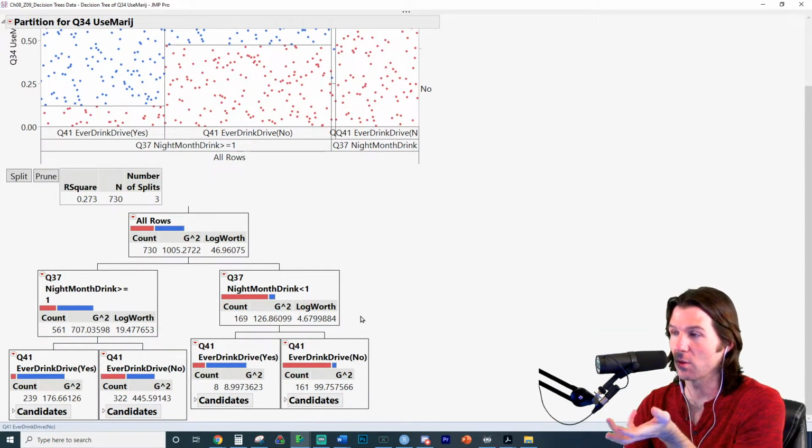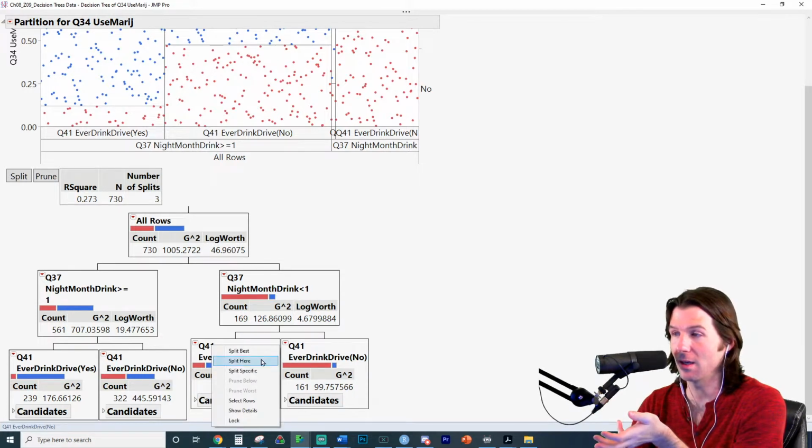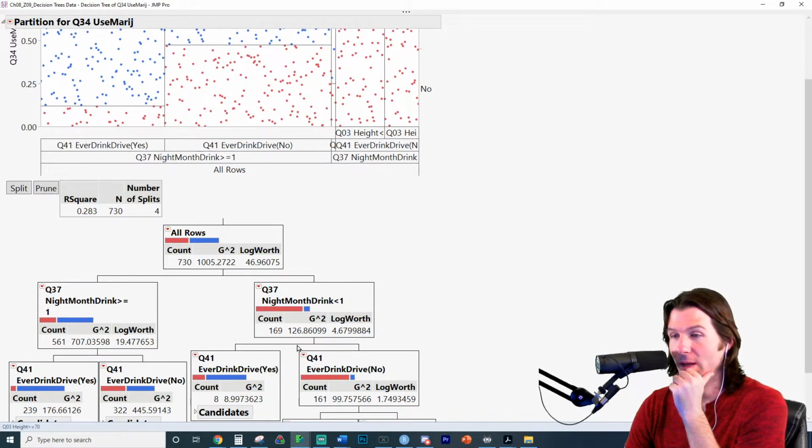And driven drunk is also over here. But if you look, the people right here who are least likely to have ever used marijuana are the people who do not drink, because they drink less than one drink a month, and they've never driven drunk. So these people are super likely to not have used marijuana.